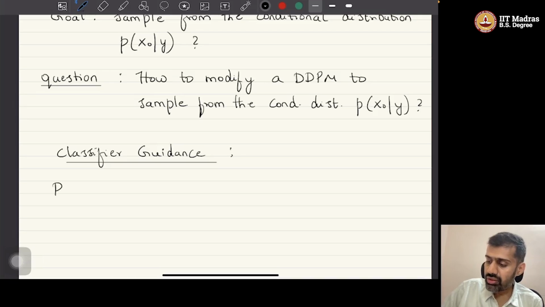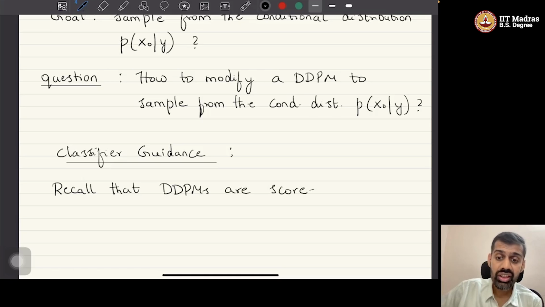So recall that DDPMs are score predictors. So we will use this formulation of DDPMs being the score predictors to do this. So that's why I said, right, the reason we looked at multiple interpretations of DDPM is that one of the interpretations becomes handy in different use cases, where in the case of converting DDPMs into conditional samplers of conditional distributions, the score based interpretation is much handier. So recall that DDPMs are score predictors.